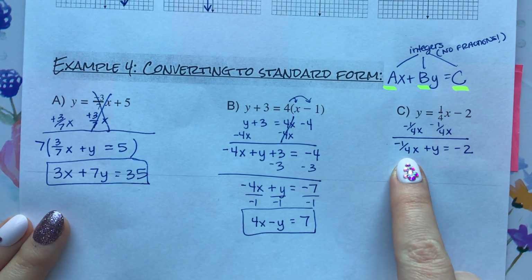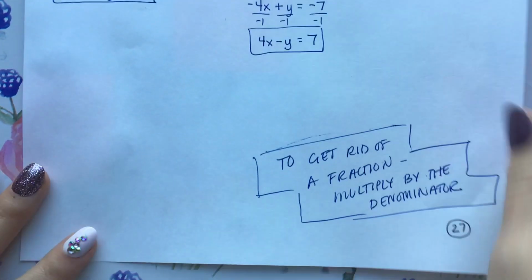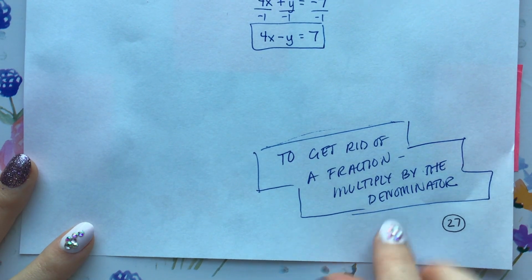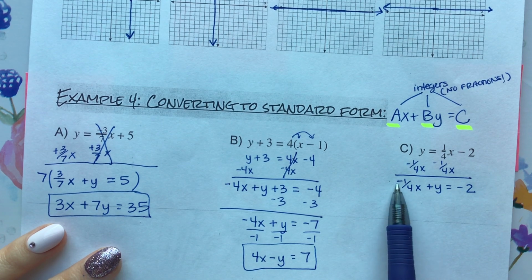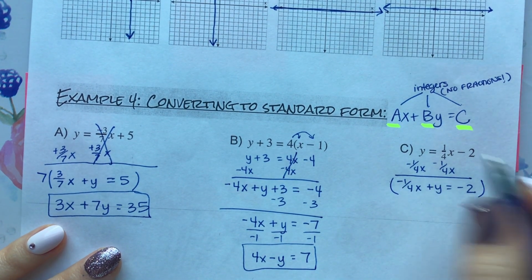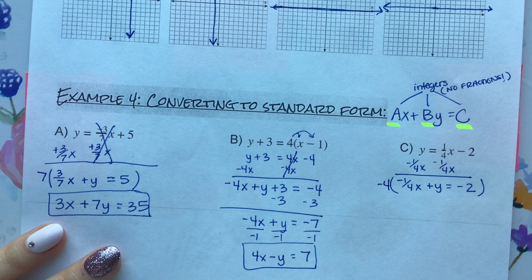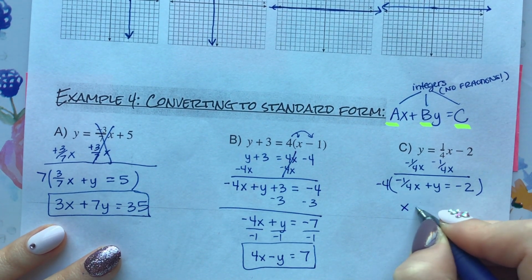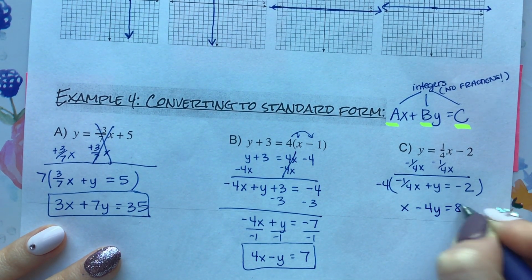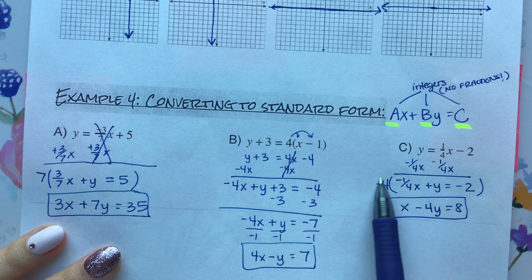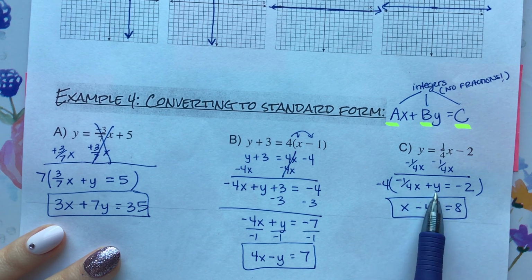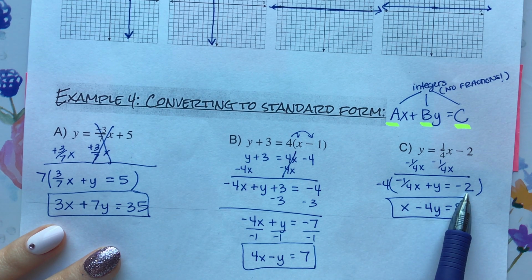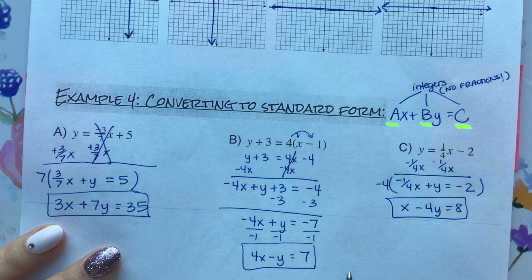I do not want this fraction, so just like we said down here, to get rid of a fraction, multiply by the denominator. I'm going to multiply by a negative 4 in order to get rid of this negative as well, because a negative times a negative is a positive. So when I multiply by negative 4, I get x minus 4y is equal to positive 8. Negative 4 times negative 1/4 is positive 1. Negative 4 times y is negative 4y. Negative 4 times negative 2 is positive 8.